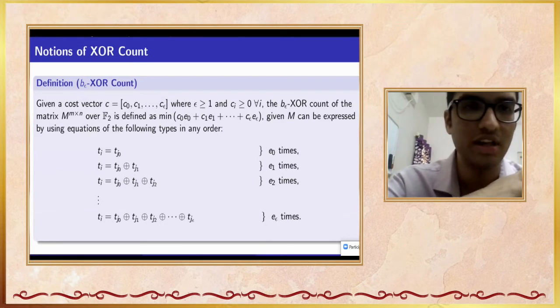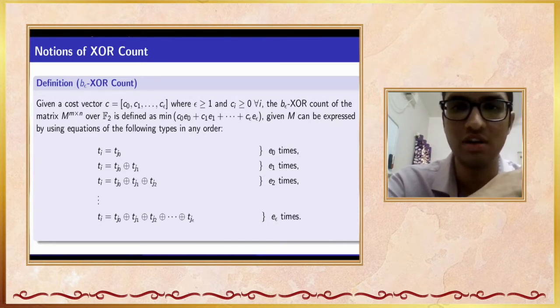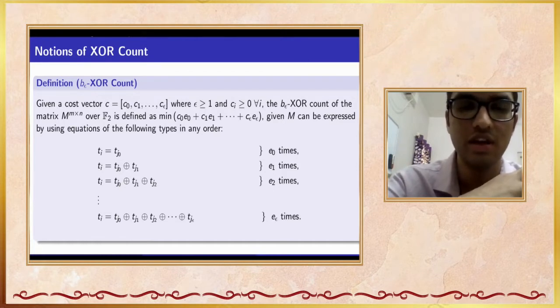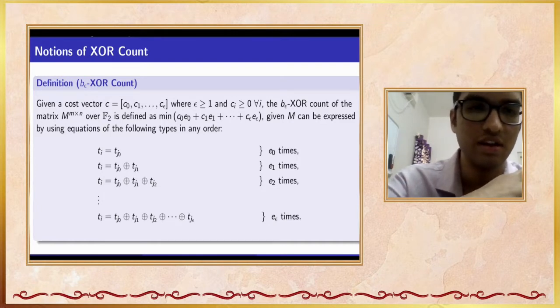The branch epsilon XOR count or B-epsilon XOR count of a binary matrix is defined as the minimum of the summation of Ci Ei for i equal to 0 to epsilon. Here, Ci and Ei correspond to the cost and number of XOR operations with i plus 1 inputs. For example, the XOR2 operation appears E1 times and is of the form Ti = Tj0 XOR Tj1. So here we can see that, unlike the SXOR count, these operations are not in place.